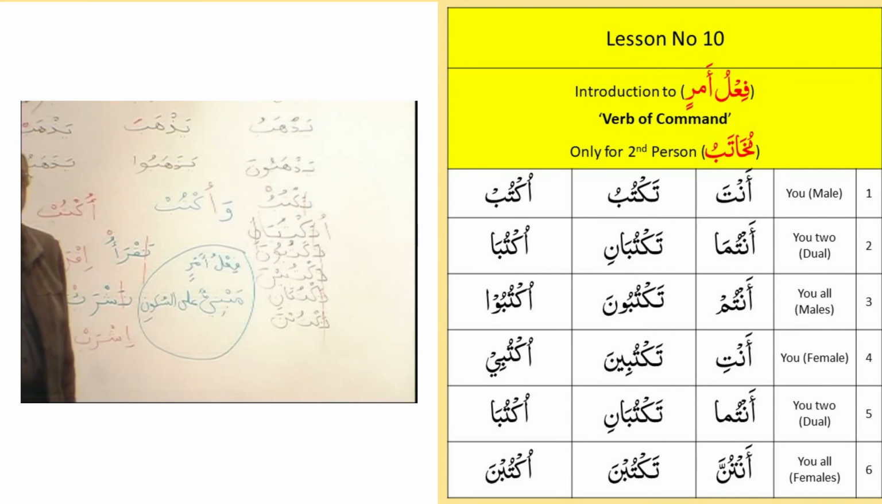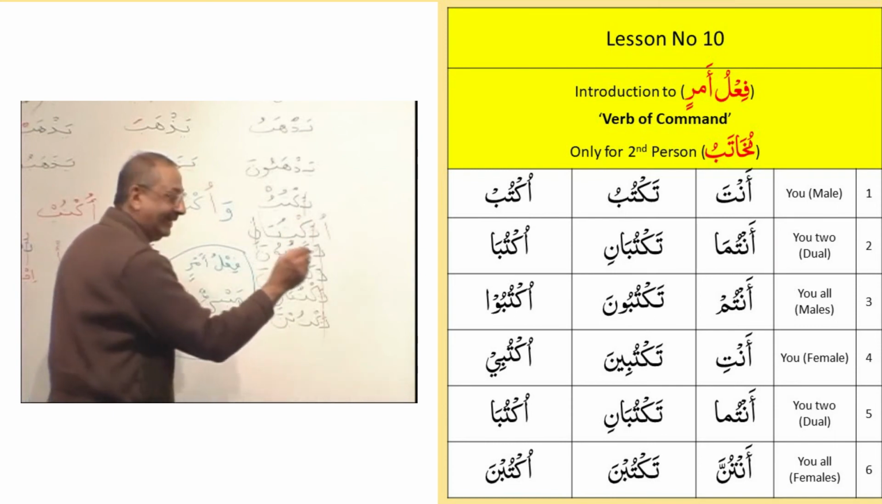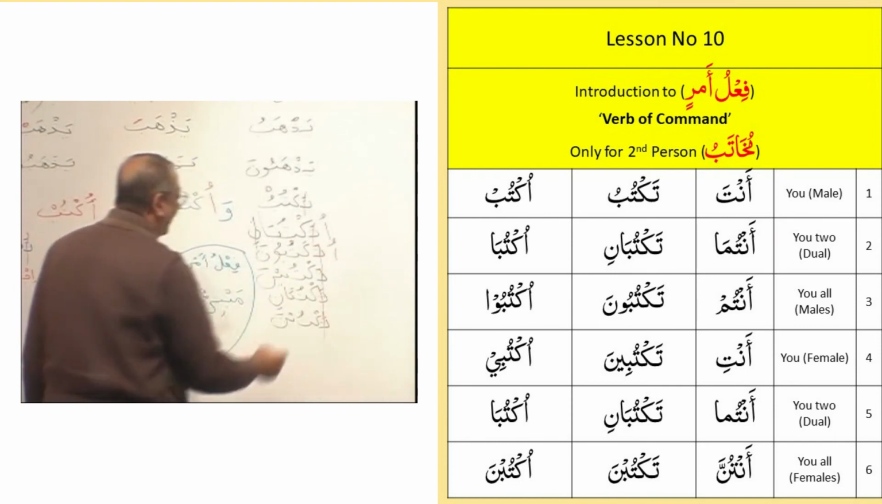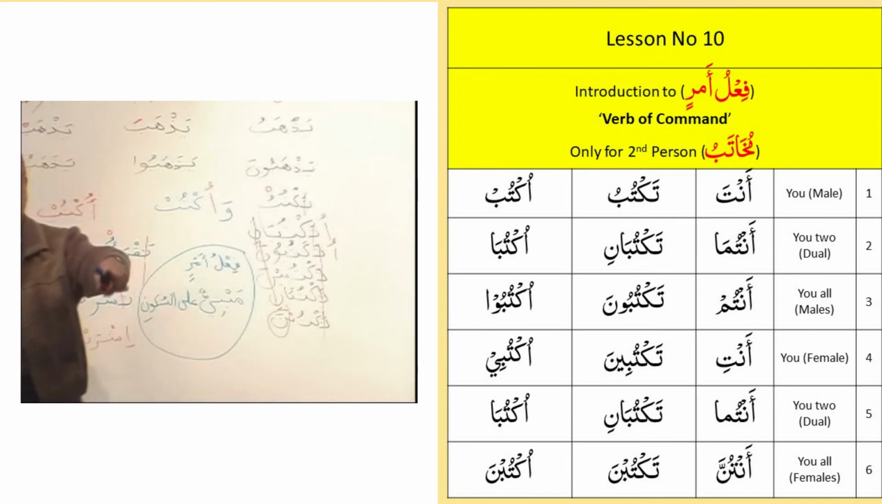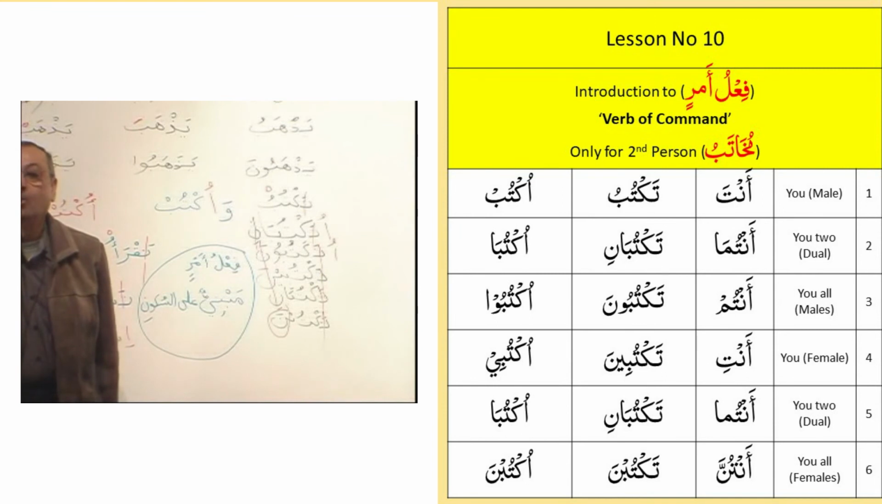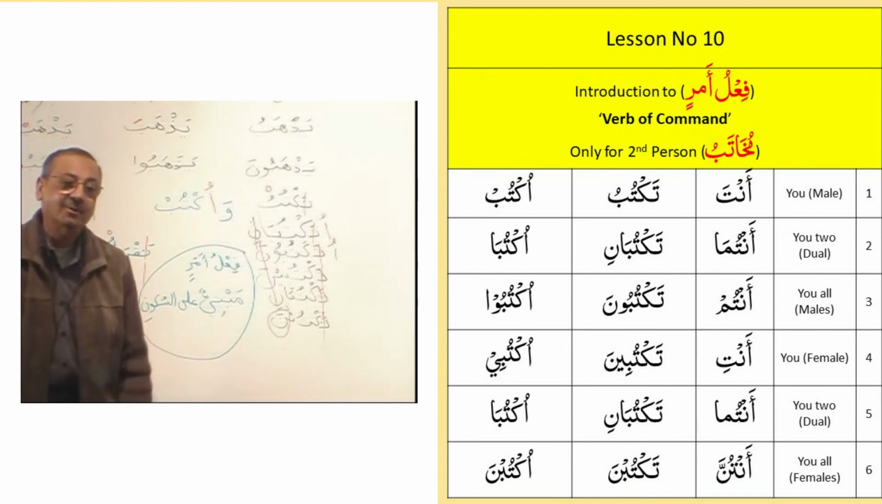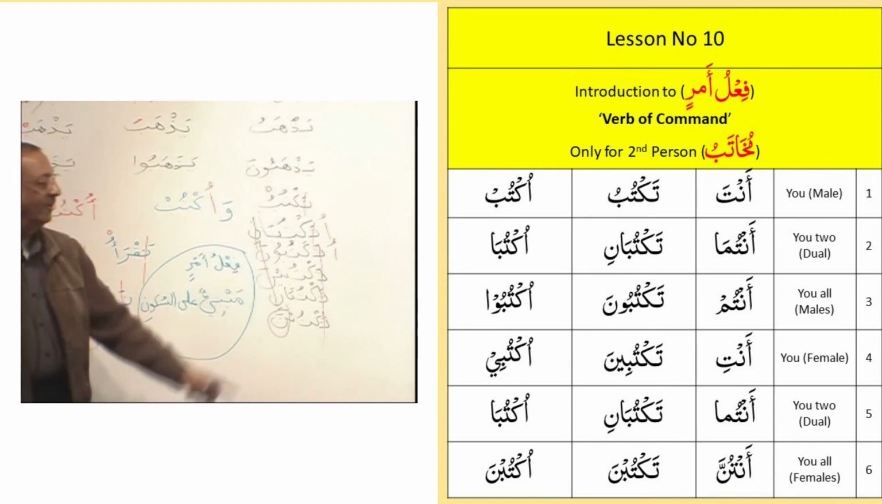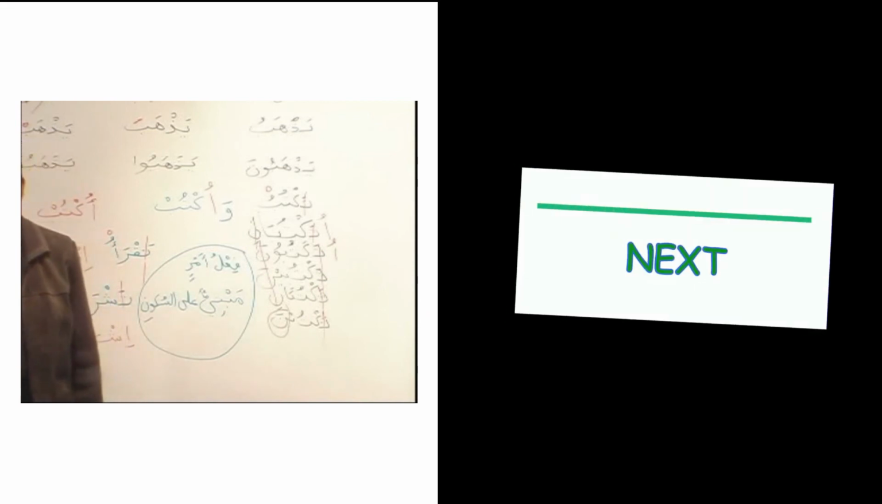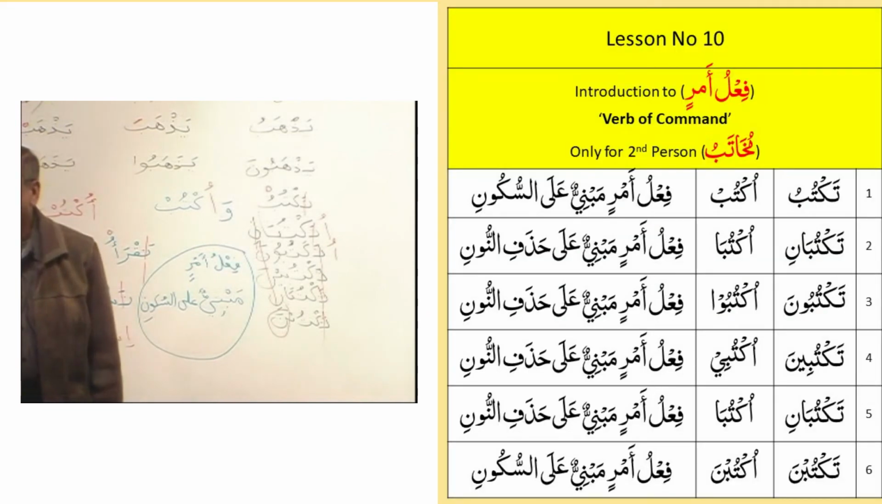Where is the fa'il in Uktuba? Alif, you know that. Yes, technically, you are absolutely right. How do you give Amar to all the people in front of you? Uktubu. There is never an a, but Uktubu. If I tell you Uktubu, it means you write. Where is the fa'il? So how will you describe this? Uktubu, fi'l amrin mabniyun ala.